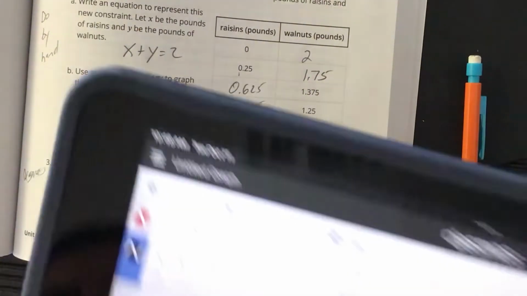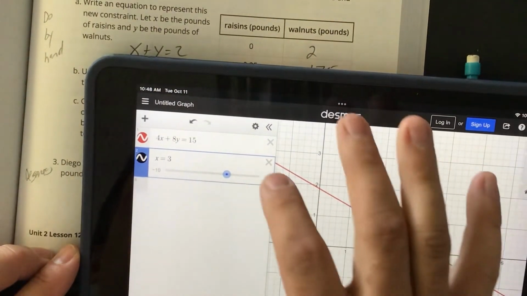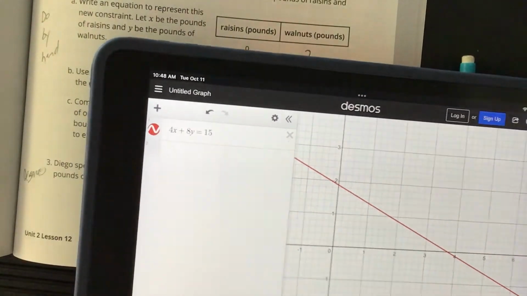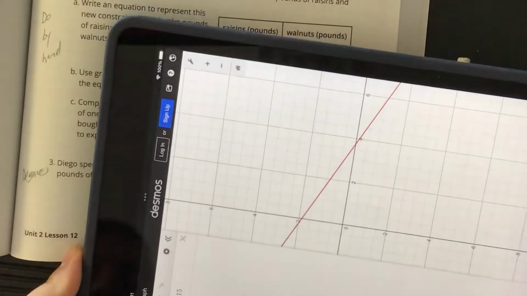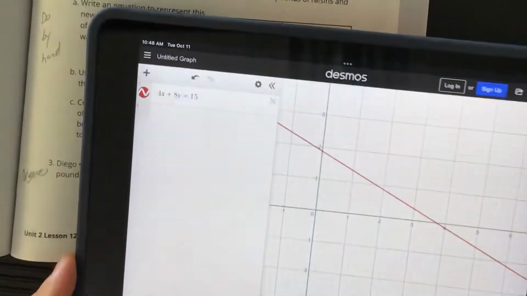All right, so I'm going to graph both of those equations. The first one I already have in there. We're going to graph the second one, because question C says, when can we spend $15 and buy exactly 2 pounds?